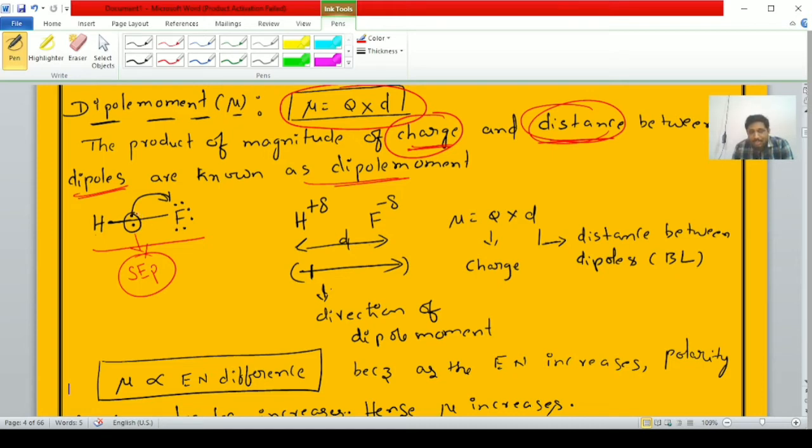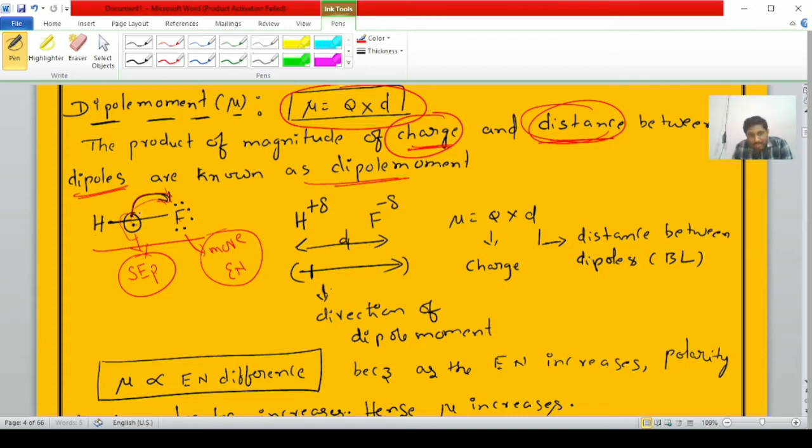But this shared electron pair is shifted towards the fluorine atom and not the hydrogen atom, due to a property known as electronegativity. To recall, it is the relative tendency of attracting the shared electron pair in a covalent bond towards one of the atoms. This tendency moves towards fluorine, hence fluorine is more electronegative and hydrogen is less electronegative.